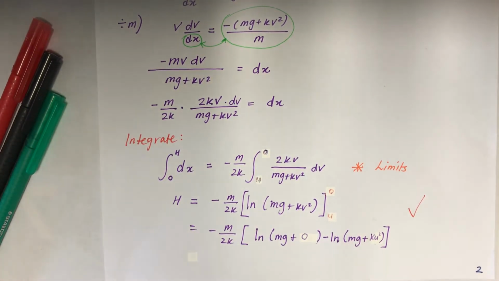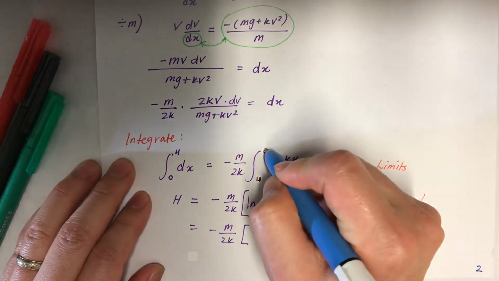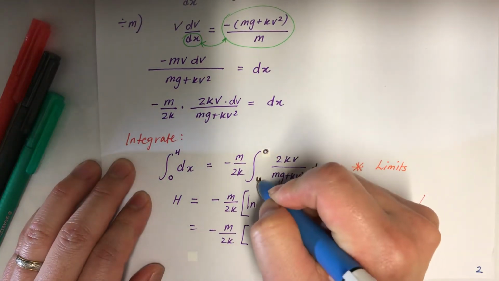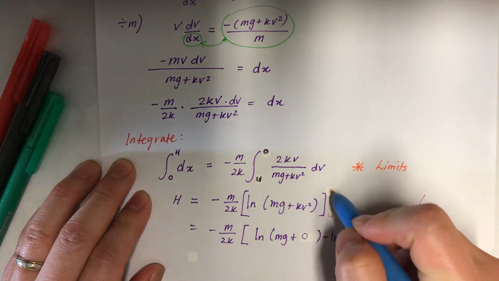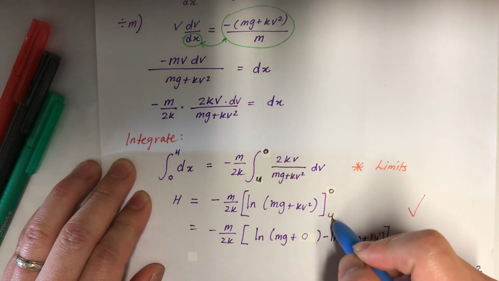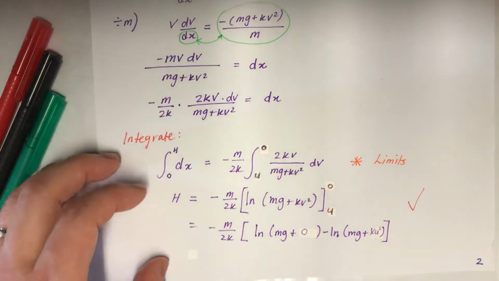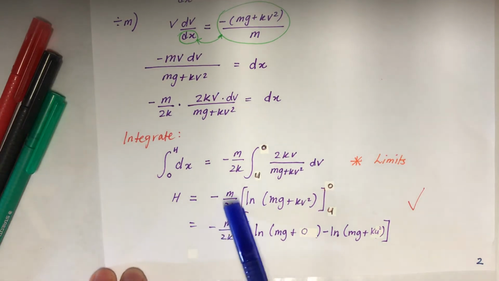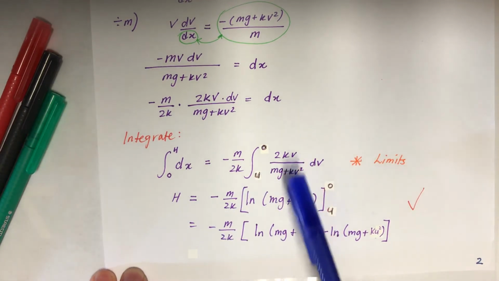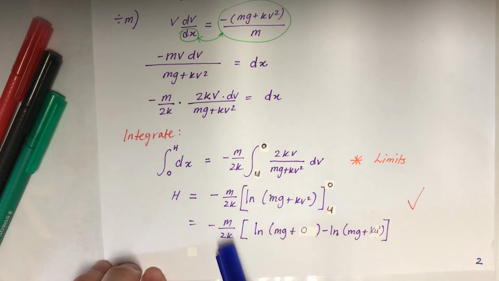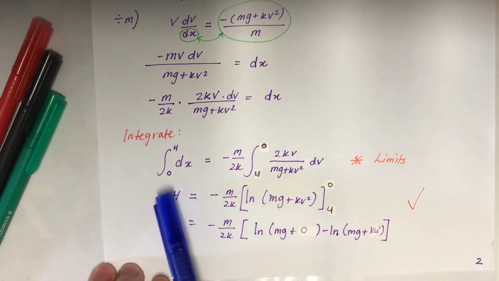I think I can do better. This will do: 0 to u, 0 to U. Excellent, that's better. Okay, so I'm going to take that out. Obviously, that's ln. And this one is h minus 0, so it doesn't really matter. So it's going to be h.